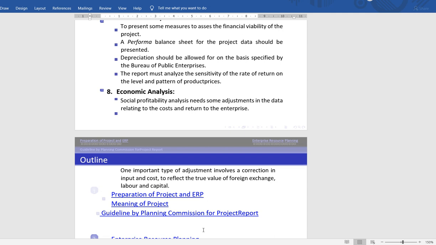So these are the eight points which we have to keep in mind while creating a project report. These are basically the guidelines provided by the Planning Commission to come up with a project report.